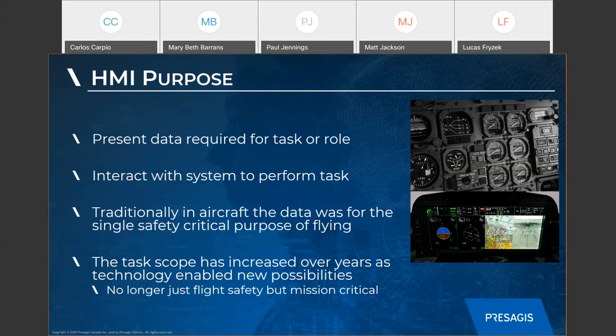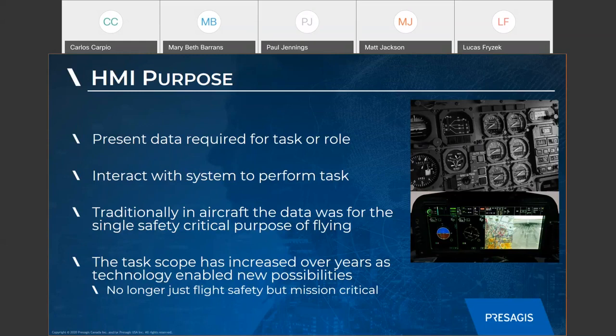So if we look at the display at the top in an older system, it's all about the engines, the speed, the angle of attack, all the things that somebody needs to know to make sure that they can fly safely and there won't be a problem there. However, the task scope has increased over the years. Technology's enabled a lot more possibilities. It's no longer just flight safety, but mission critical.